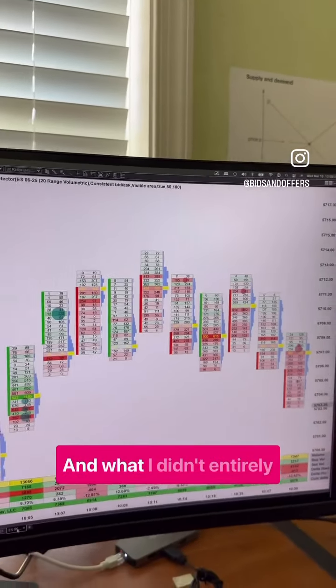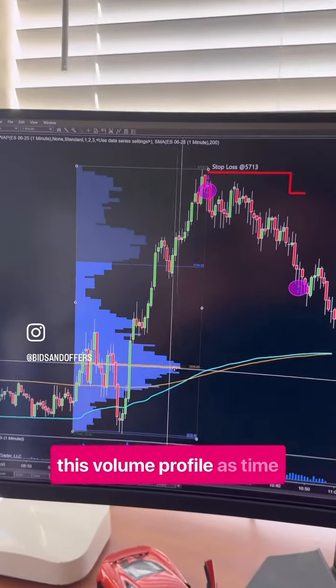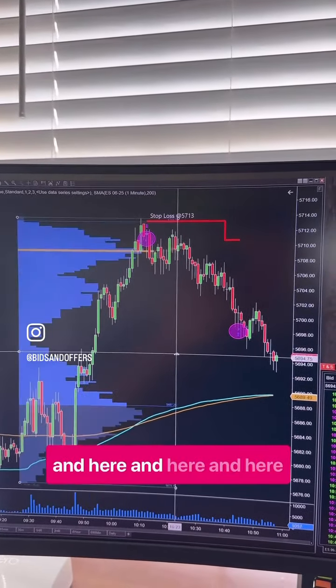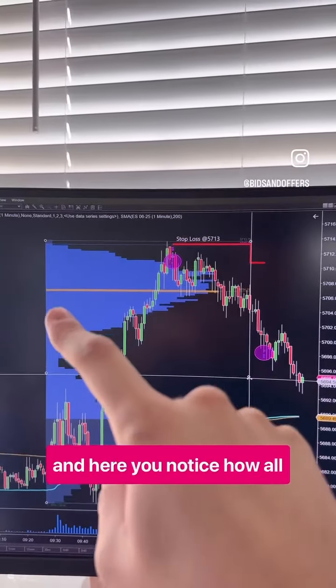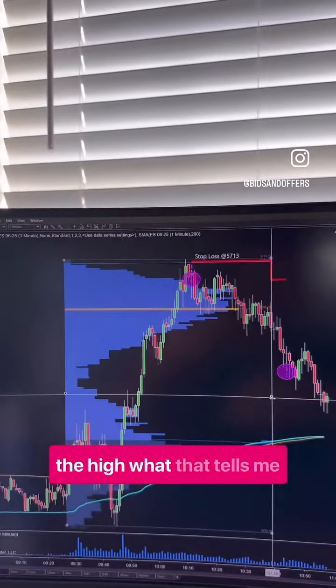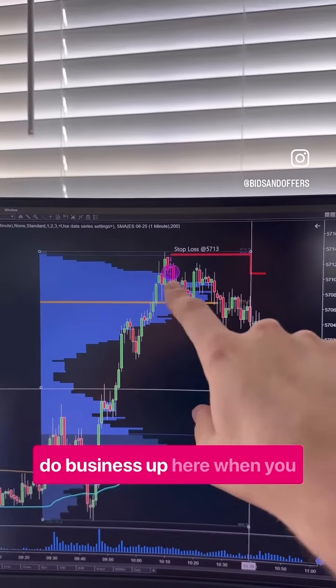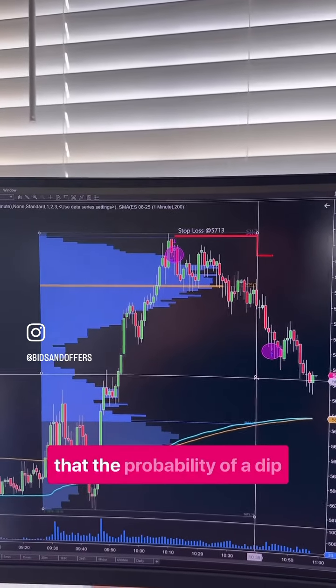And what I didn't entirely like about this trade is that this volume profile, as time moved on, as you can see here and here and here and here and here, you notice how all that volume got developed at the high? What that tells me is that there were a lot of people willing to do business up here.